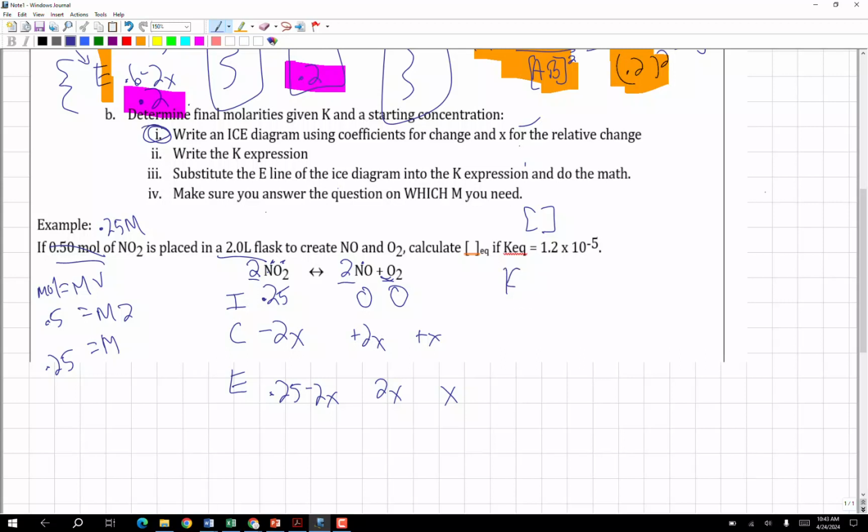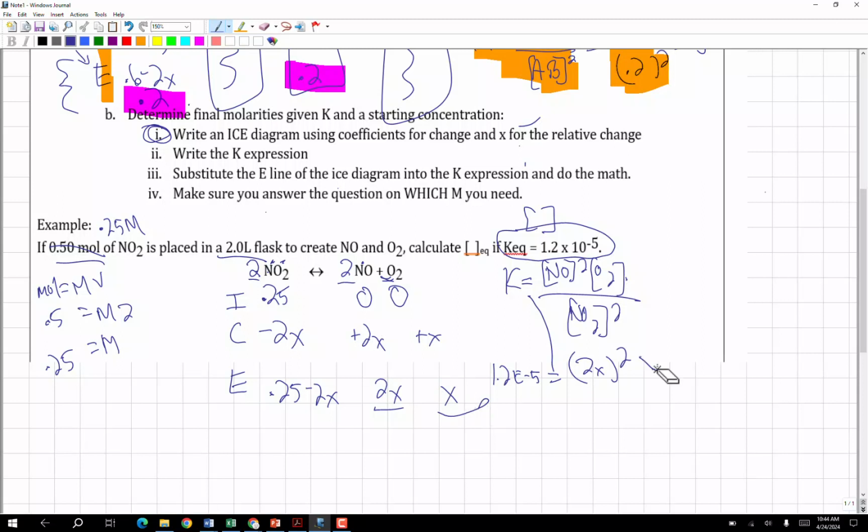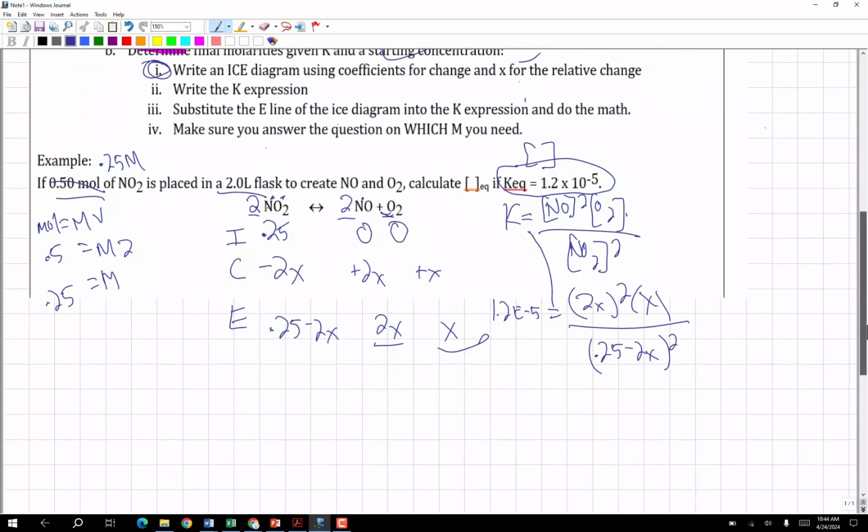Now we're going to write the K expression. K equals products, NO squared, O2, over NO2 squared. Yikes. Okay, now I'm going to put these numbers in. Keq is right here: 1.2 E negative 5 equals NO, 2x quantity squared, O2, x, all over 0.25 minus 2x quantity squared. This is a monstrosity that you wouldn't believe.